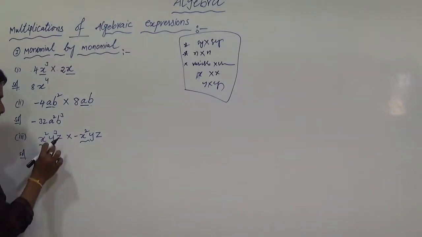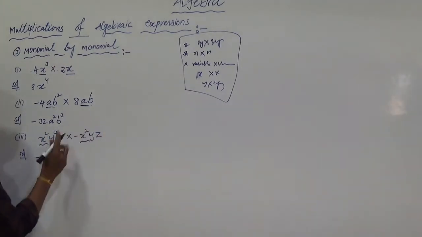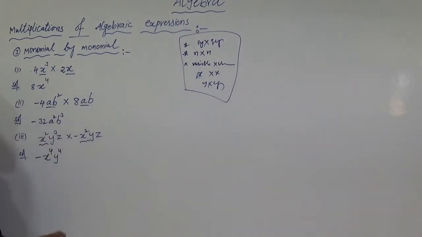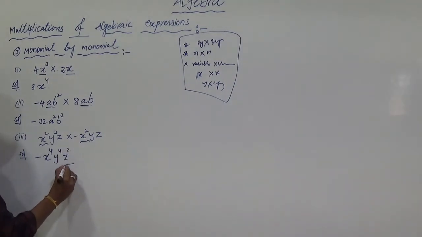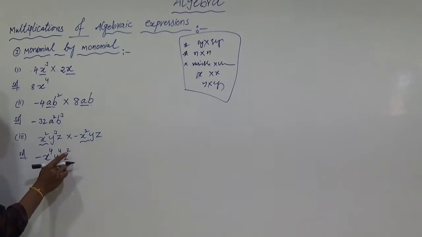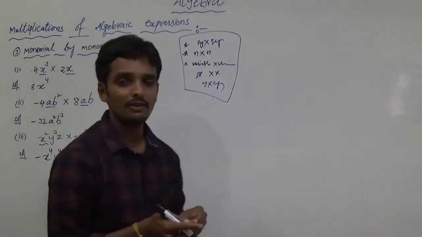The same way, here y. Y is common. Here 3 plus 1 is 4, so y power 4. The same way, z is common. Here 1, there 1, so z square. This is the answer: minus x to the power of 4, y power 4, z square. Are you okay, my dear students?